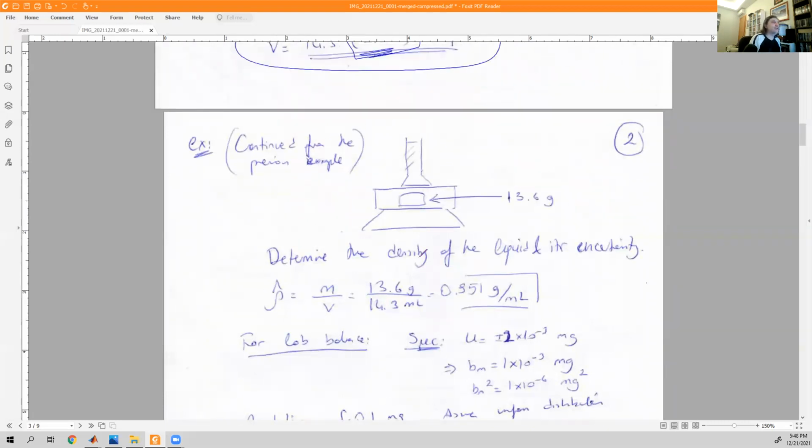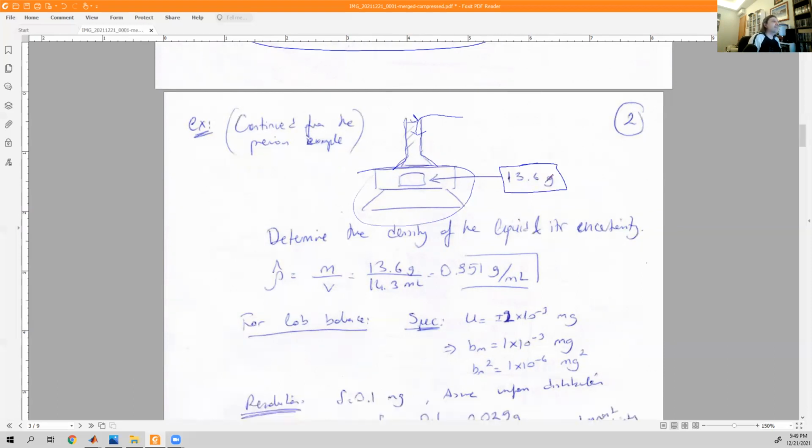Now, after finding the volume, I would like to determine the mass of the liquid in the graduated cylinder. So I put the graduated cylinder on a laboratory scale balance, and assuming that I have calibrated this lab balance so that when you put the graduated cylinder, it reads exactly 0 here. I neglect the uncertainty related with weighing the liquid and the graduated cylinder together. Let's say that I obtain this value, 13.6 grams. Now I would like to determine the density of the liquid and its uncertainty.